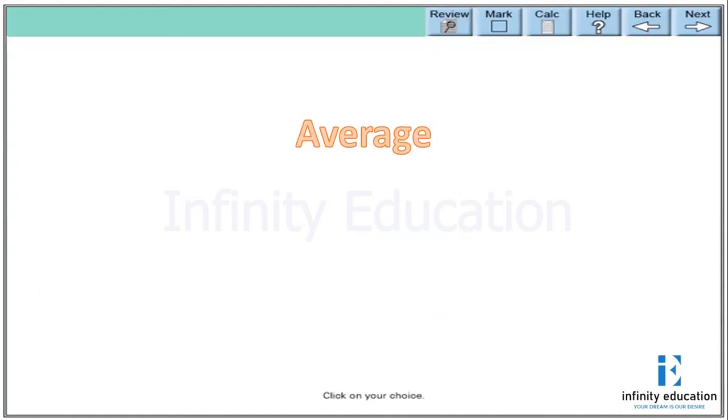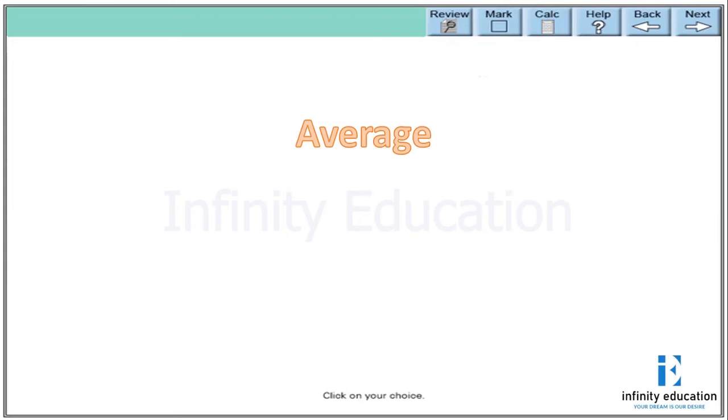Today in our 12th class, we are going to learn about the average. So first you have to understand what average is. Average is the result obtained by adding together several amounts and then dividing this by the total number of amounts. So in simple language, it is the sum of the different numbers divided by the number of numbers.